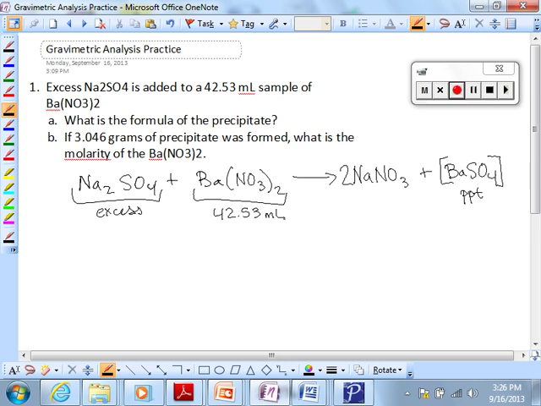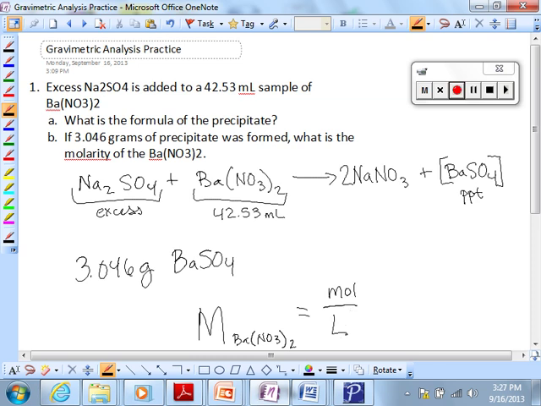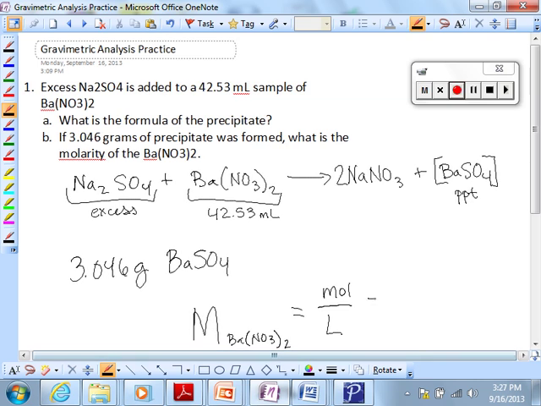We've answered what is the formula of the precipitate. The second question tells us that we have 3.046 grams of the precipitate. Now we know the identity of that, so instead of putting precipitate, we can say that that is our barium sulfate. Once formed, what is the molarity of the barium nitrate? We have this piece of information, the grams of the barium sulfate, but what we're really concerned with is the molarity of the barium nitrate. We know that molarity is moles over liters. We want the molarity of barium nitrate, so we need moles of barium nitrate over liters of barium nitrate.